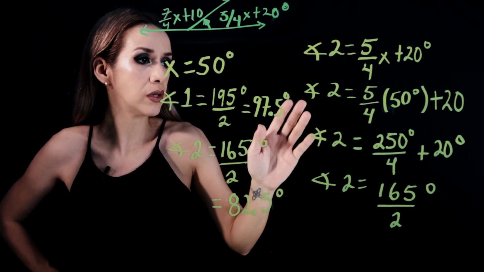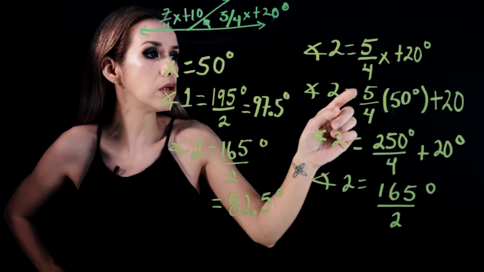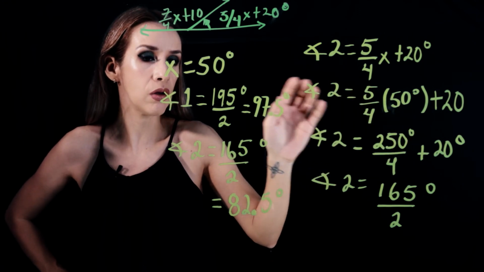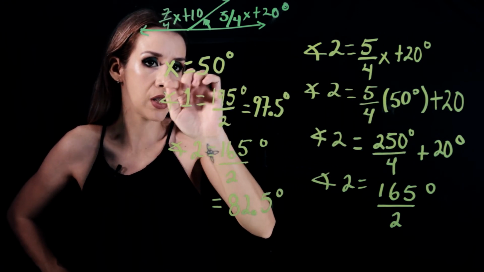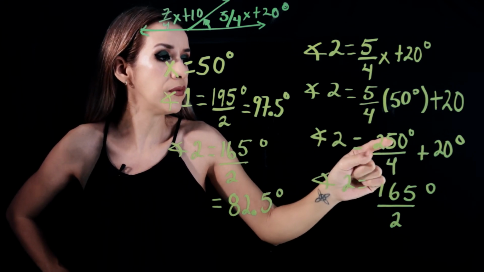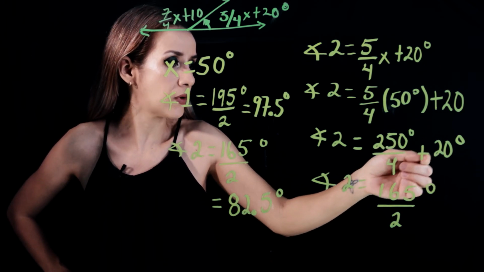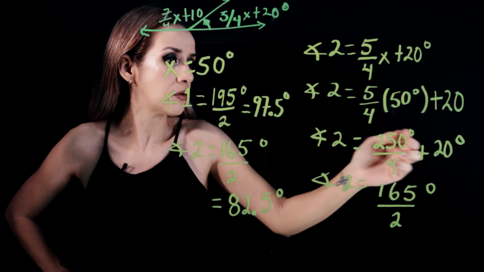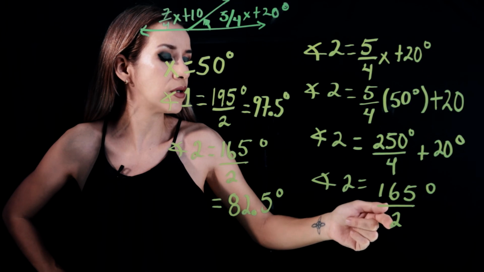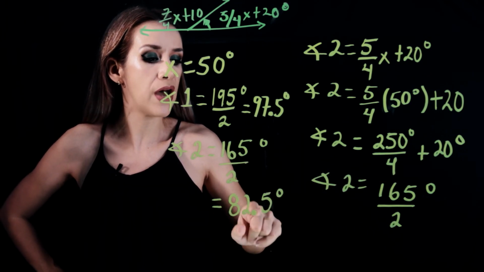So in the last part of the video, I was calculating the value of the angle number 2. I was multiplying 5/4 by 50, which by the way is the angle of the x that I have right here. So the result of this multiplication is 250 over 4, and I'm going to sum the 20 that I have right here to this value. The result of this operation is equal to 155 over 2 degrees, which is the same as 82.5 degrees.